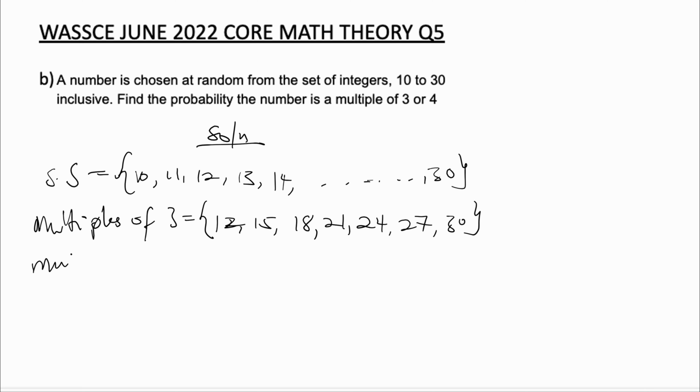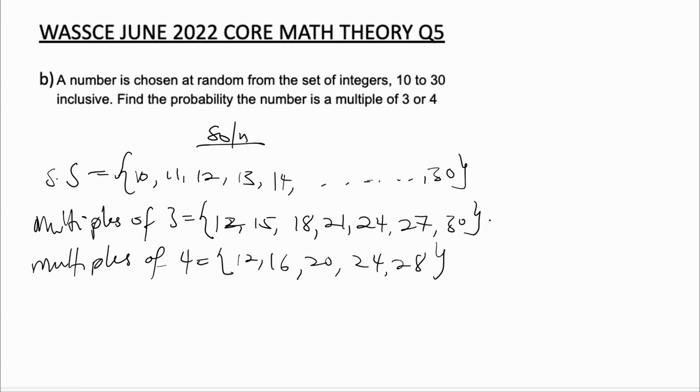And for multiples of 4, we have 12, 16, 20, 24, and 28. So the number of multiples of 3 in our sample space will be 1, 2, 3, 4, 5, 6, 7. And the number of multiples of 4 in our sample space will be 1, 2, 3, 4, 5. Now we can see that there are values in this set and at the same time in this set. So let's find all values in this set and at the same time in this set.